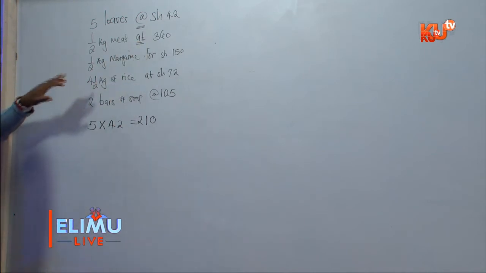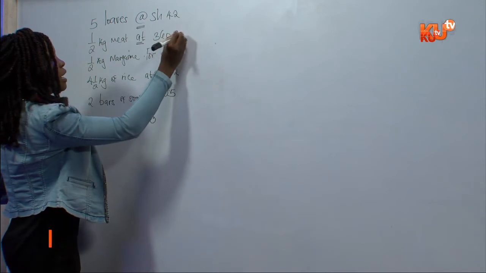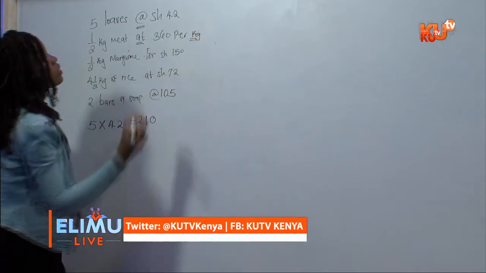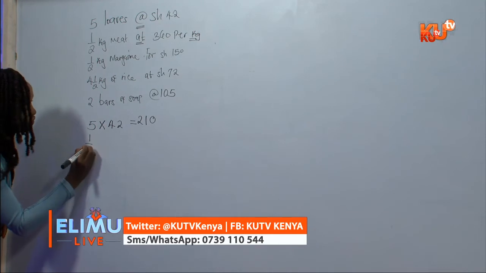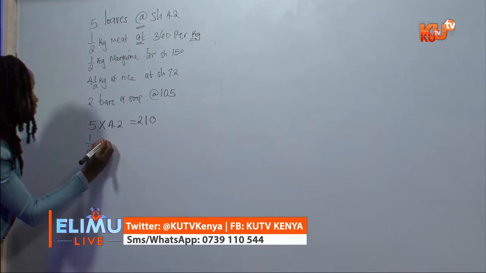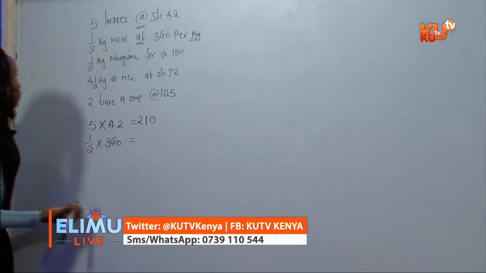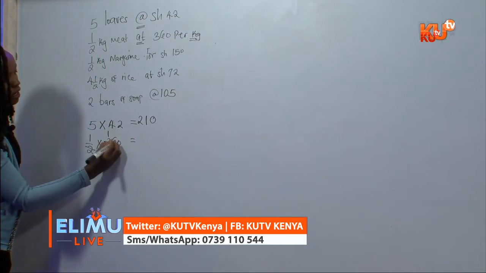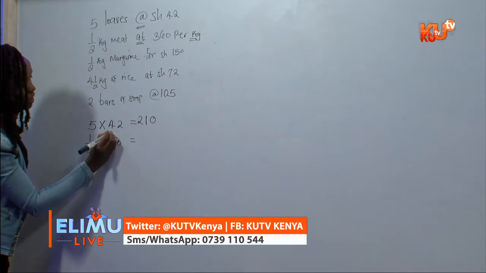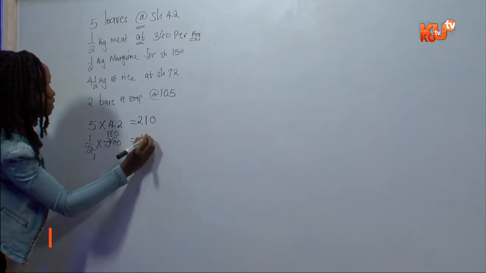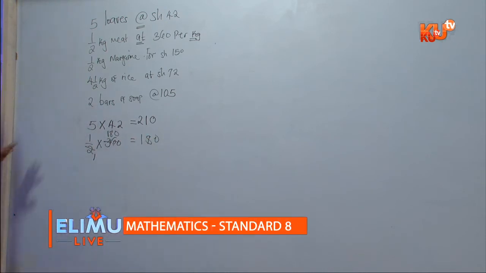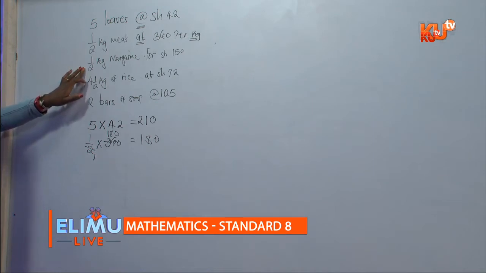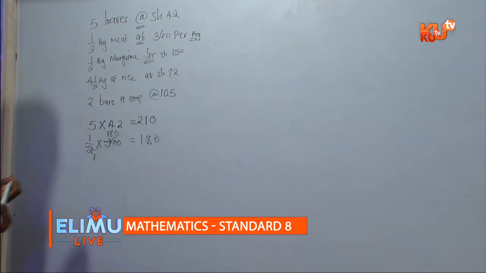Then we have a half kg of meat at 360, the cost of 1 kg, because we're told it is 360 per kg. So we are going to take a half times 360. By 2, 1, by 2, 1, carry 1, 18, we get 180. 180 shillings is the cost of a half kg of meat. Then we have a half kg of margarine for 150 shillings, that is the cost of the item.